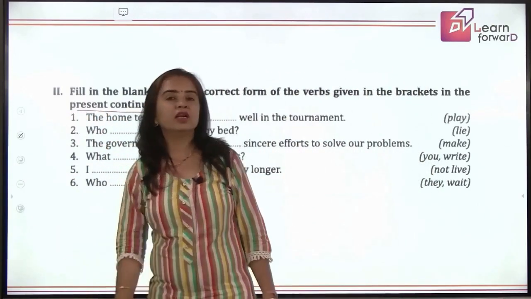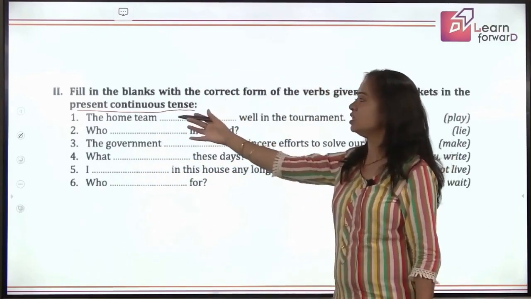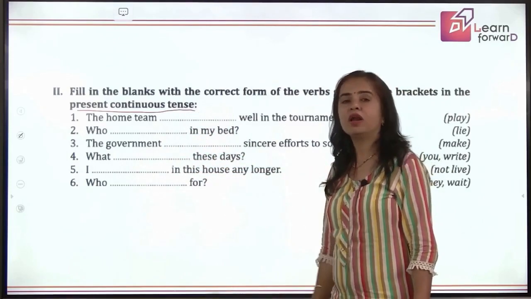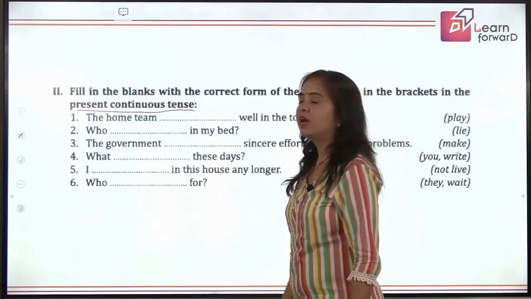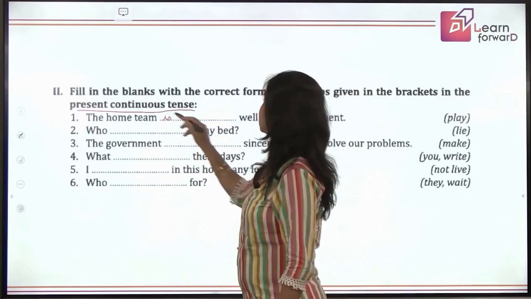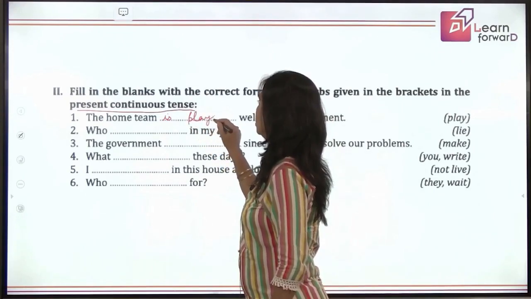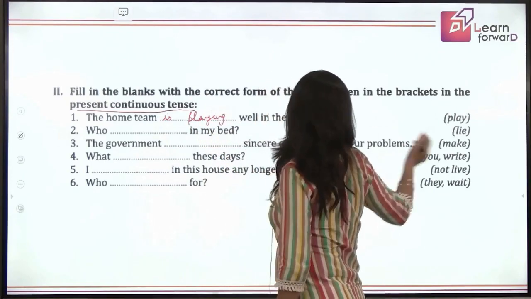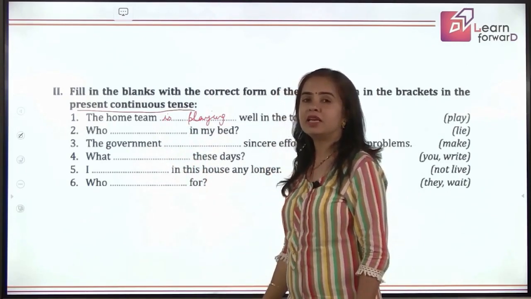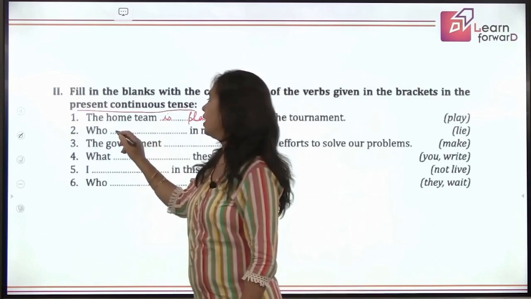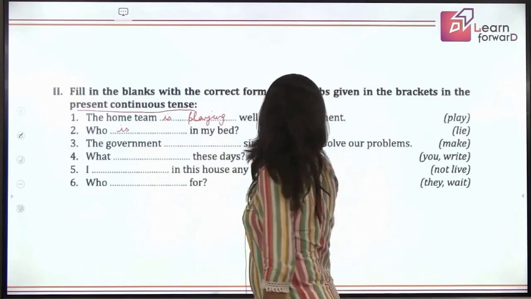So present continuous is just is, are, am with the ing verb. So just check what you will use, is, are or am, and then an ing verb, like the home team. So we are talking about singular. Yes, is playing well. Who dash in my bed lie? And because it is who, that means it's an interrogative sentence. So your helping verb will come before. Who is lying?